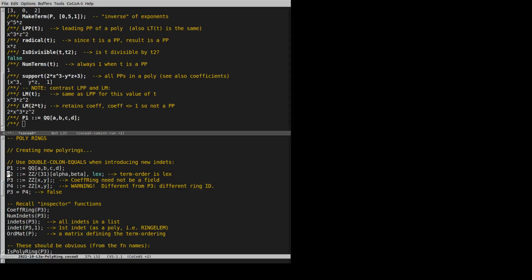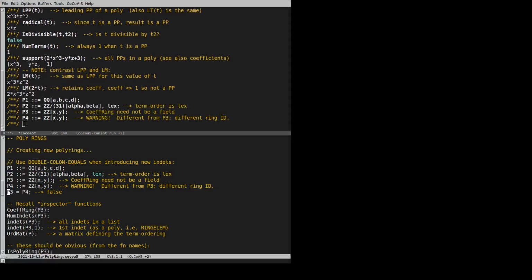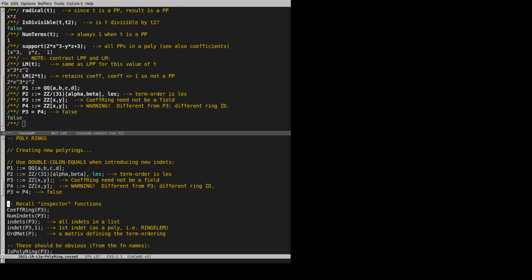So let's read these into CoCoA. I've read the 4 definitions in. So is the ring P3 equal to the ring P4? According to CoCoA, it is not. As far as CoCoA is concerned, they're not the same ring, even though all their properties are the same. So just be a little bit aware of that. Try not to recreate a ring if you've already created it once. Try to get it out of some datum that you already have, like using the RingOf function or some other way.